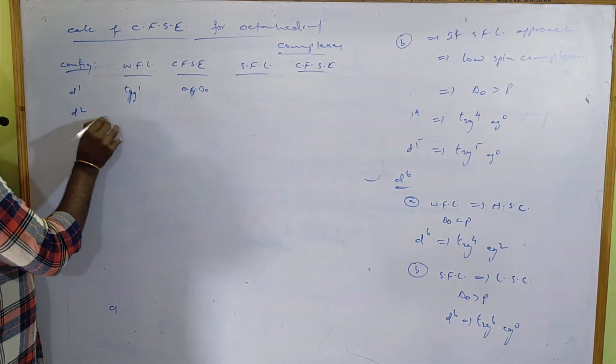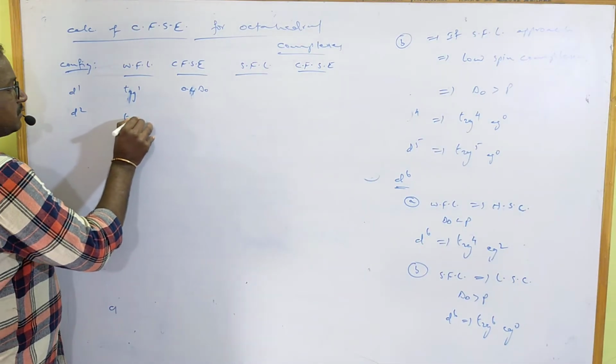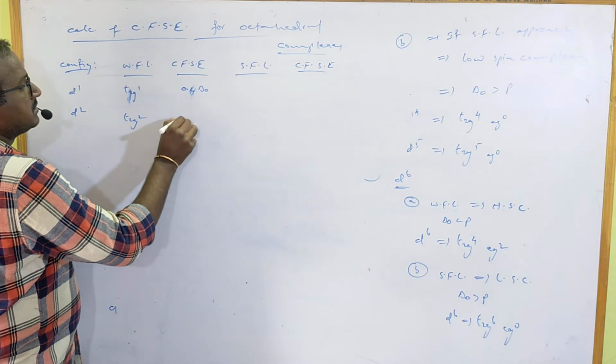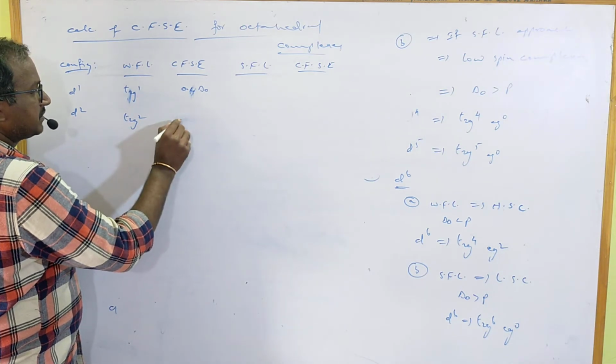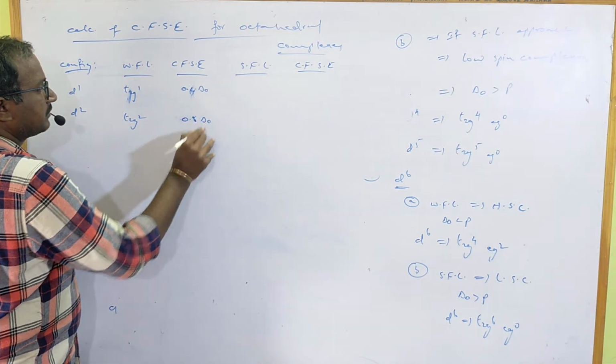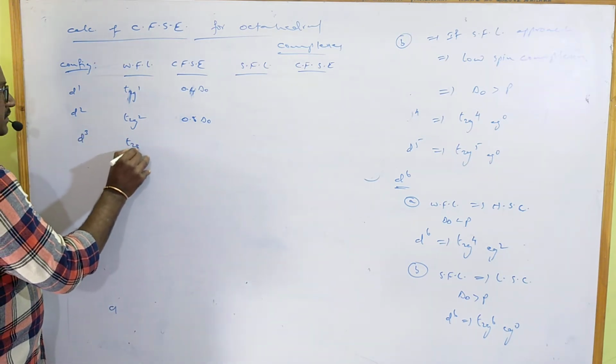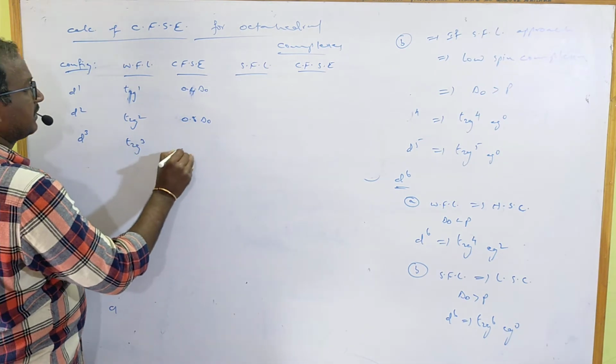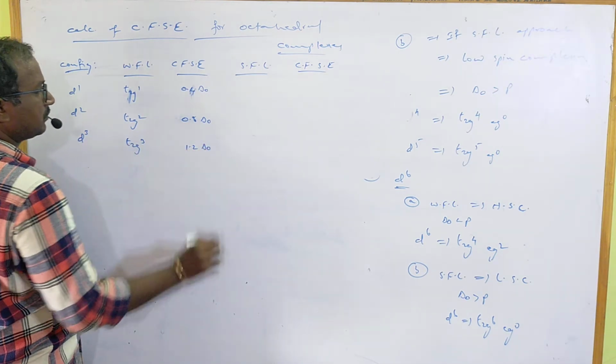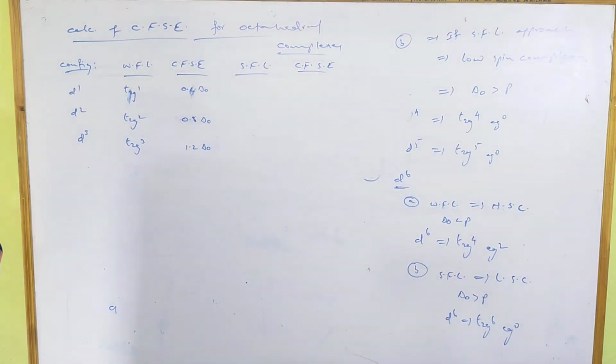And for d2, the configuration becomes t2g2, 0.4 into 2 means 0.8 delta O. And d3 configuration becomes t2g3 and it will be 1.2 delta O. These are the CFSE energy values.